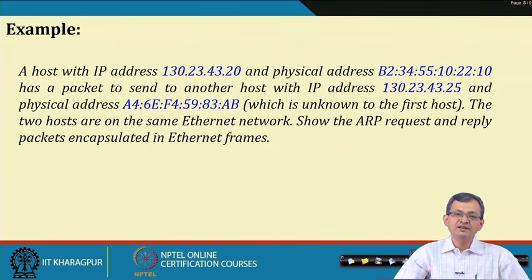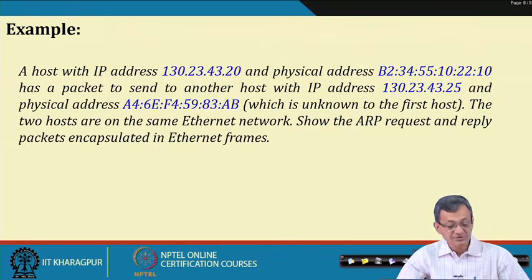The physical address at the beginning, while the initial source system is sending to the destination, is not known. The two hosts are on the same Ethernet network, so that means it does not require a router. This shows the ARP; we want to look at the ARP request and response.